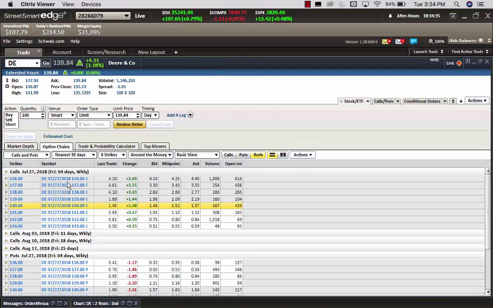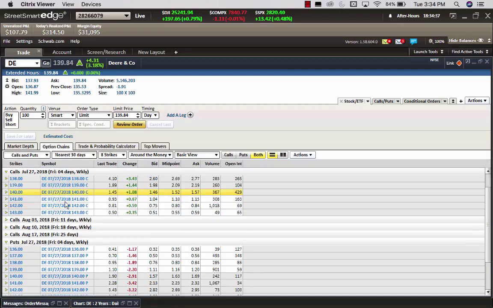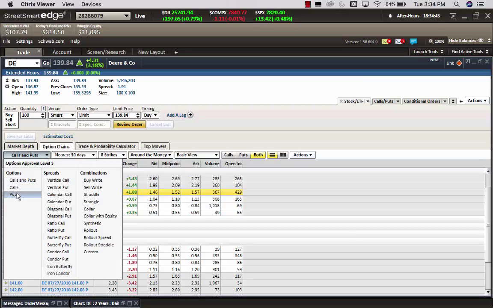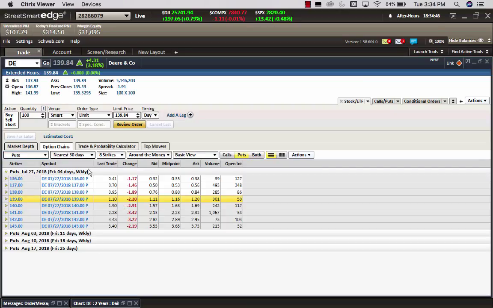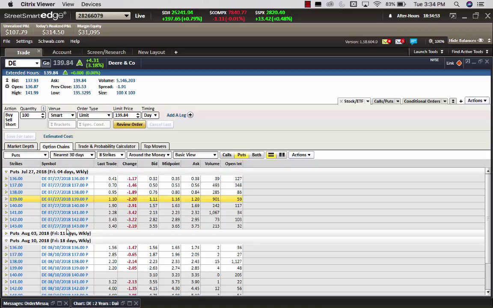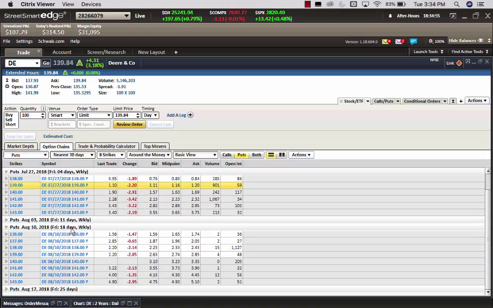Okay, so I said 130 and 135. I have a couple choices. I could take trades now that expire on Friday, but you've got to take big risk when you take these short-term trades because you've got to take them at higher prices. So I'm going to look at the August 10th. August 10th is about a week before they report earnings.